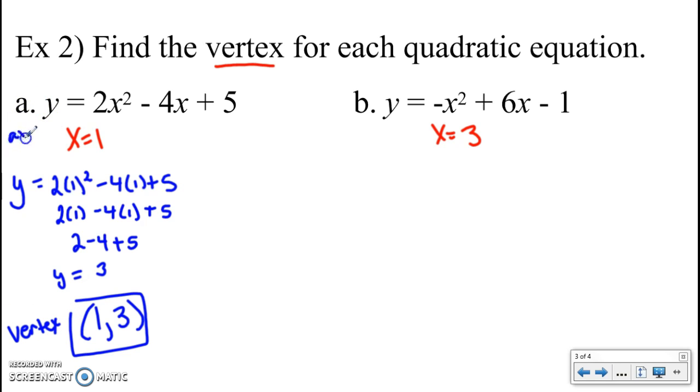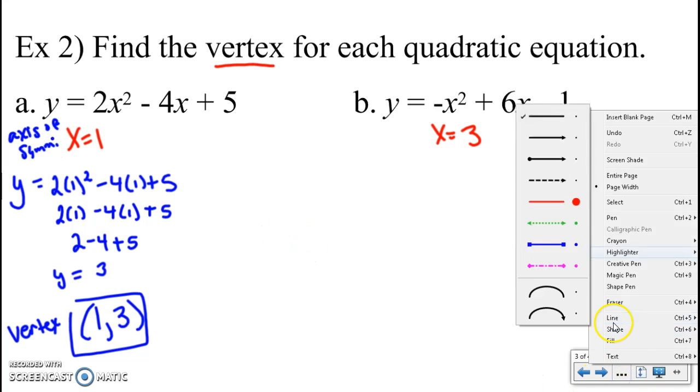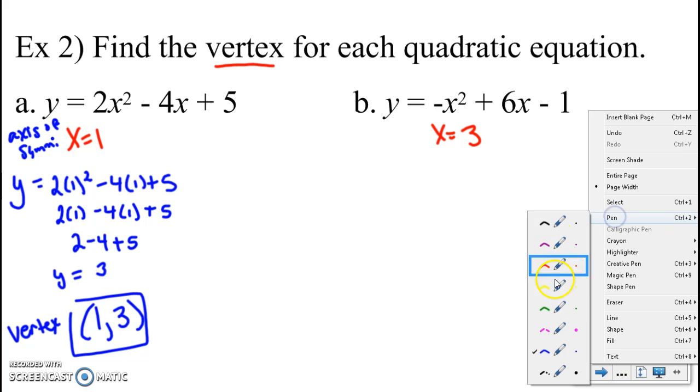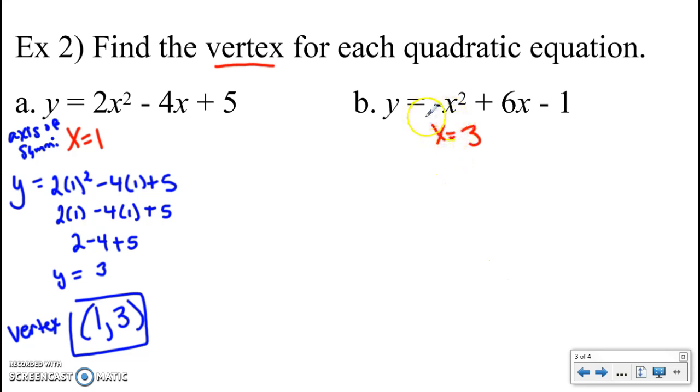Remember, this was our axis of symmetry. Okay, let's do that one more time. So in the first example, we went ahead and found our axis of symmetry for this equation is 3. So we're going to go ahead and plug that in. Y equals -3 squared plus 6 times 3 minus 1. Notice this negative is outside the parentheses. Okay, the only thing that's going in the parentheses is that x value, which is a +3.